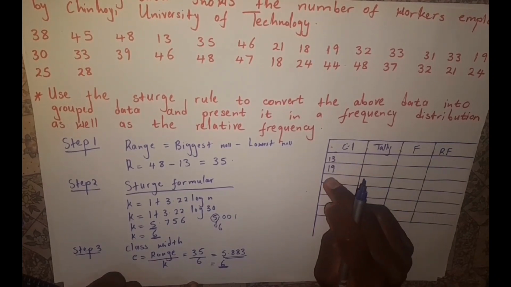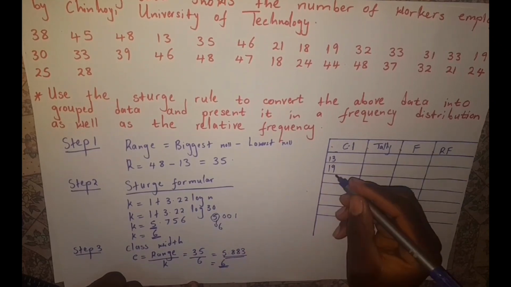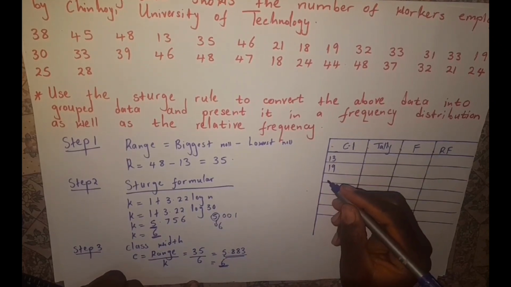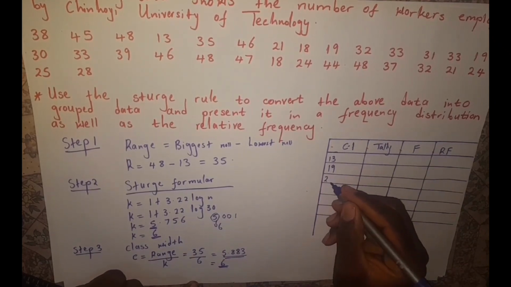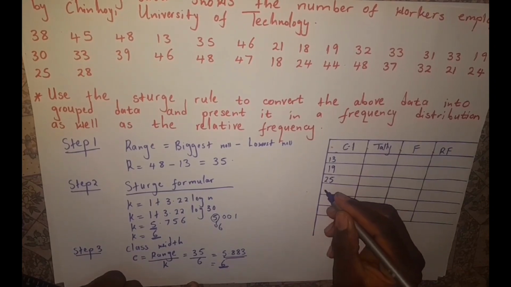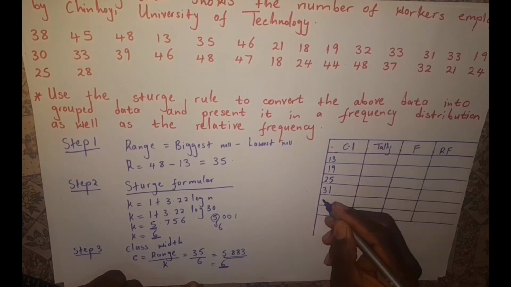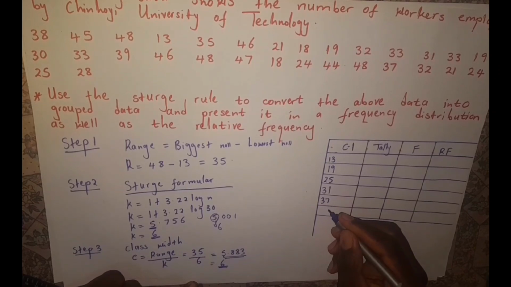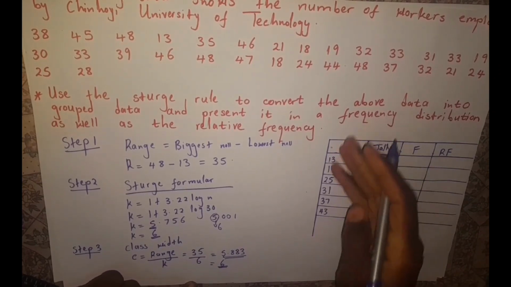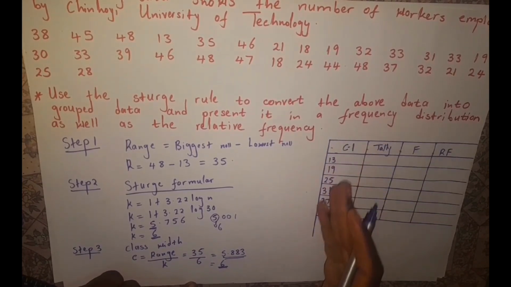And then to find the next one, we're going to add the class width again. So 19 plus 6. To find the third lower class limit, we are going to find 25. Then 25 plus 6 is 31. 31 plus 6, that's 37. 37 plus 6 is 43. So these are the lower class limits, or the lower class boundaries.